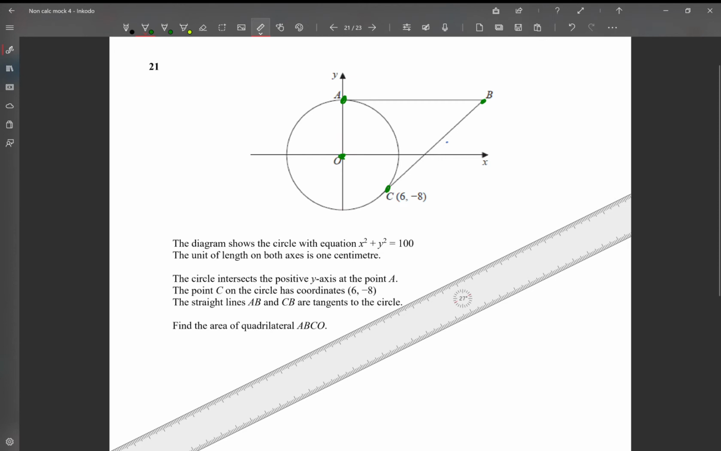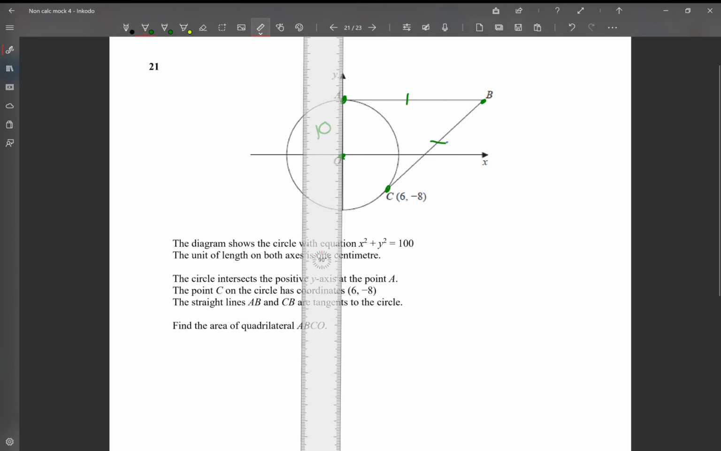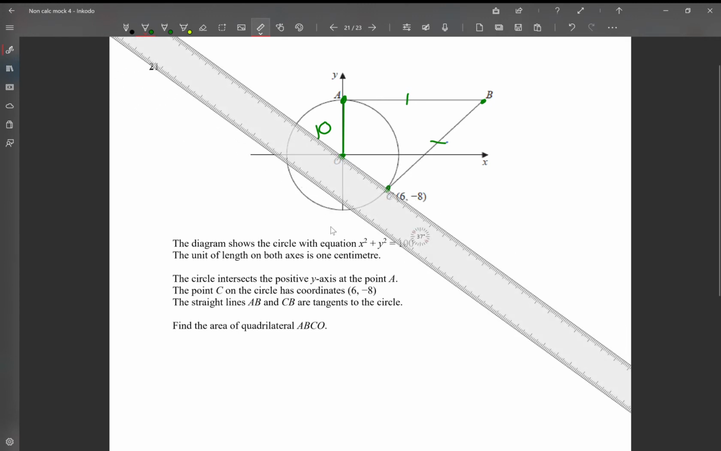Now to do that, we need the height of this part. We know the height actually because we're given the radius squared, so the height of that is given straight away. That's one thing given. And also what we know is AB and BC are the same, because when two tangents meet the circle and join, they will be equal. And the radius here, as I said, will be 10.